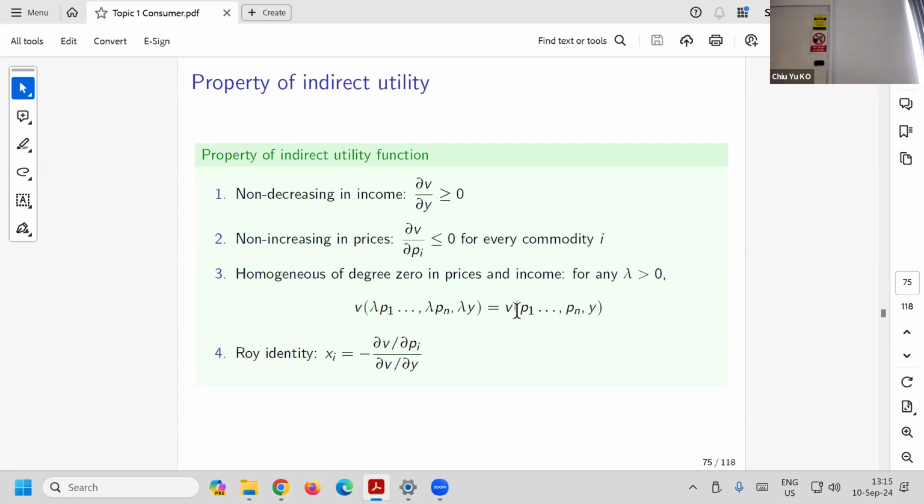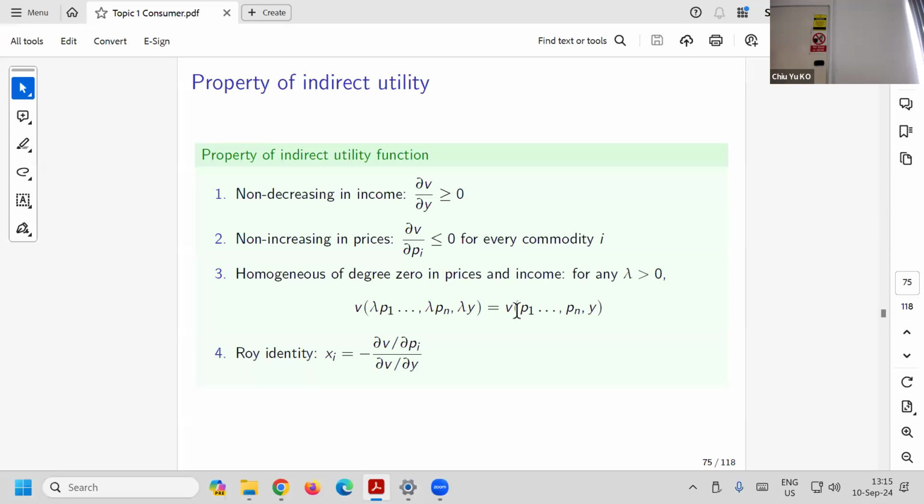And the final one, nothing new here, is the Roy identity. Suppose you come up with the V, you take the differentiation, you get the X. That is a very important result because you only observe P and Y. In the real world, you don't observe X. But once you estimate the V, you can back out the X. You can estimate demand this way. That's why they call it Roy's identity, because it was invented by Roy. I forgot his first name, but this guy invented it.